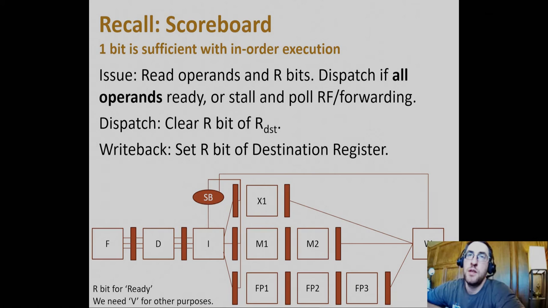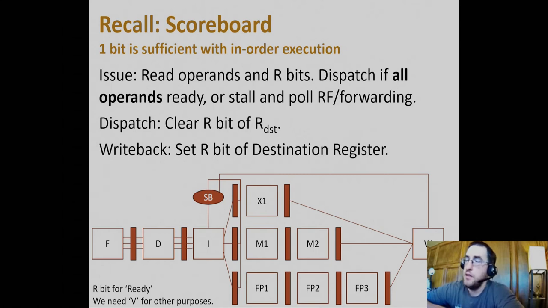The simplest scoreboard uses a single bit. I think before we may have called it a valid bit. We're going to change it to call it a ready bit. So R. R is for ready. When we have in-order dispatching, meaning we dispatch all of the instructions that go through issue together, we dispatch them all simultaneously. So the same issue window is all in order. And then we have an in-order pipeline, then it's fine to just use this one ready bit.